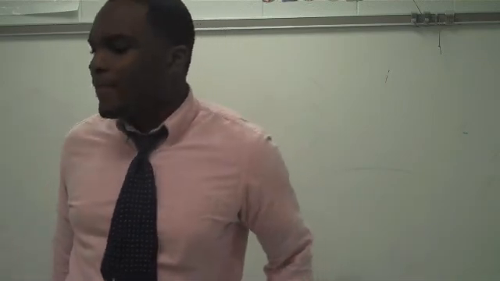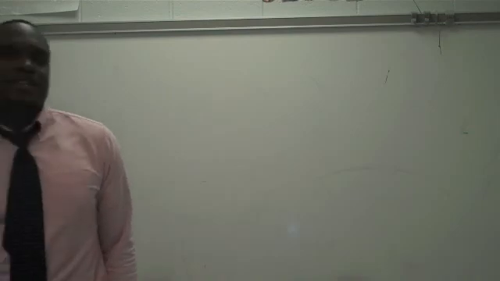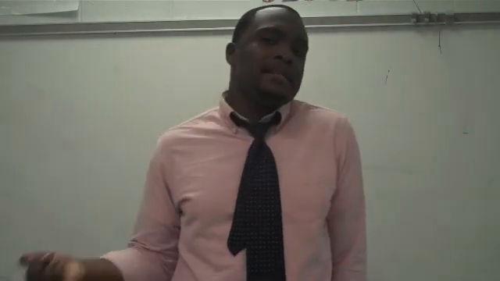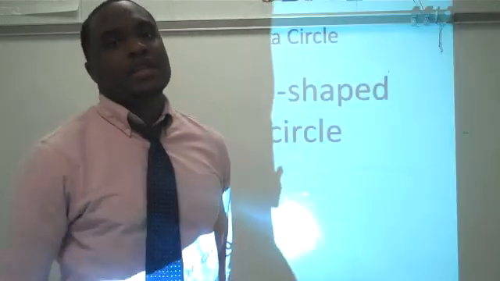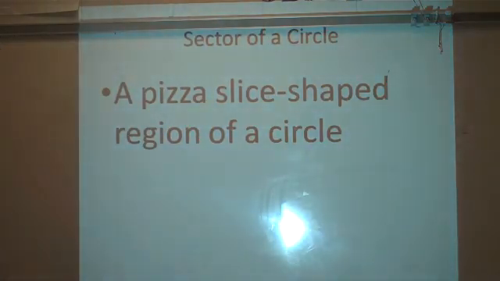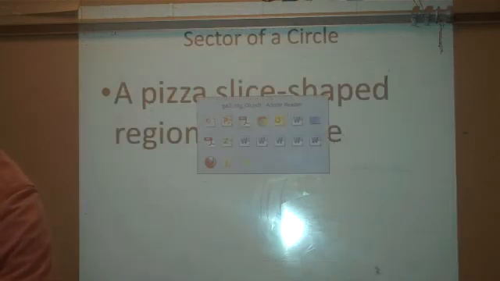At the top of page 239, you have vocabulary, and then it says sector of a circle. There's a real technical definition of it, and it makes sense to me, but I wanted to give you a definition that would stick with you. So here's my definition of a sector of a circle: a pizza slice shaped region of a circle. By no means is that the textbook definition, but hey, that's how I remember it. Think about if you have a circle and you're cutting a slice of pizza out of it, a sector shape will look like this.